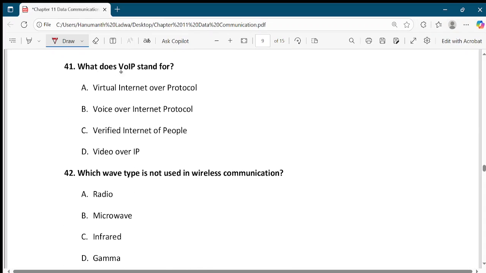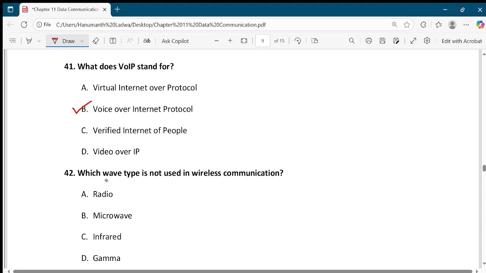Question number 41. What does VoIP stand for? Option A, virtual internet over protocol, B, voice over internet protocol, C, verified internet of people, D, video over IP. So here option B, voice over internet protocol, is the right answer.